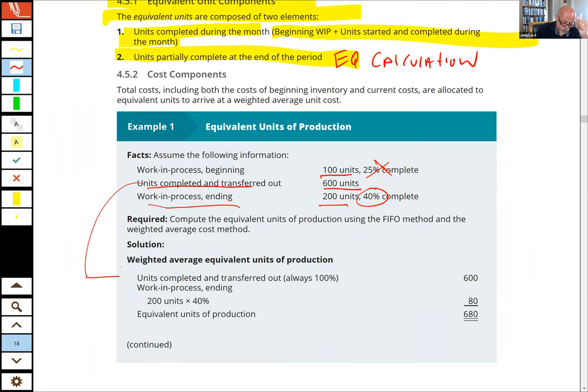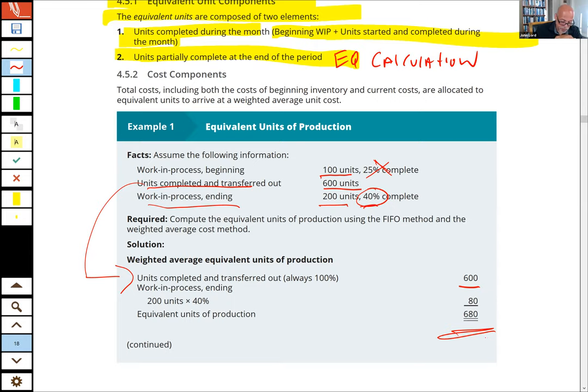So notice what I do. I take 100% of the units. You say, wait a minute, John, don't you have to do an equivalent unit calculation up there on that beginning inventory? No, not under weighted average. We simply give ourselves credit for everything we did this period, anything that we completed this period, even if it had started in the previous period. Anything that we are still working on, we give ourselves credit for the percentage there. Okay, so we got that 680.